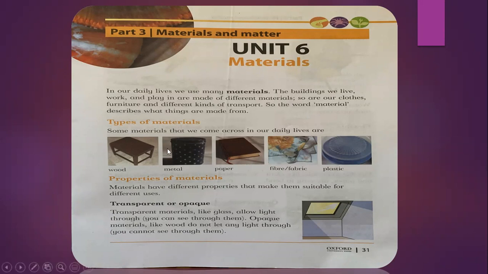Okay, come with me. In our daily lives, we use many materials. The buildings we live in, work, and play in are made of different materials. So are our clothes, furniture, and different kinds of transport. So the word material describes what things are made from. What types of materials are around us? Some materials that we come across in our daily lives are wood, metal, paper, fiber, fabric, and plastic.